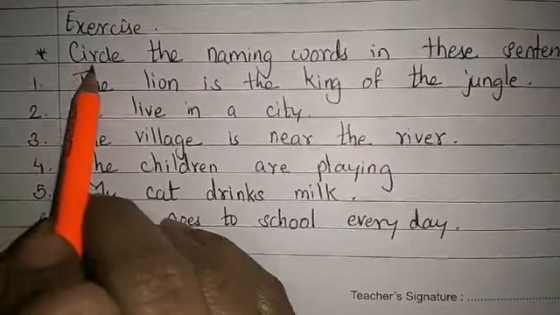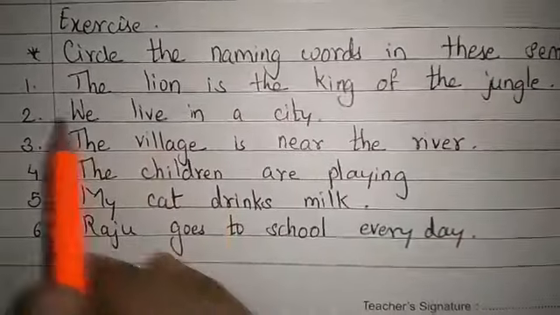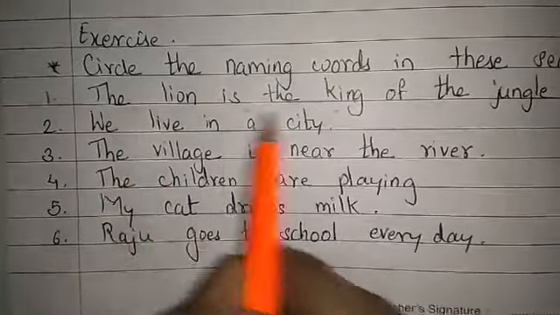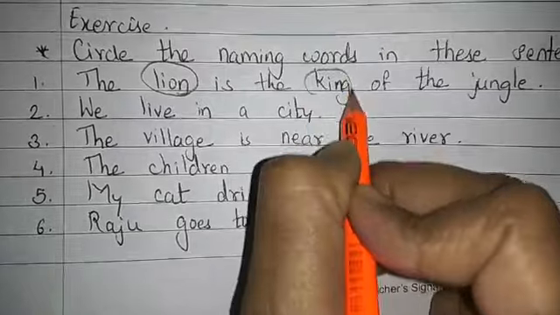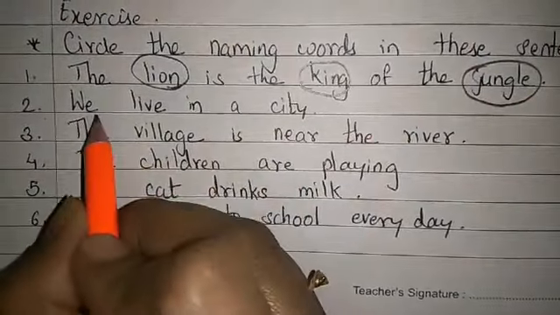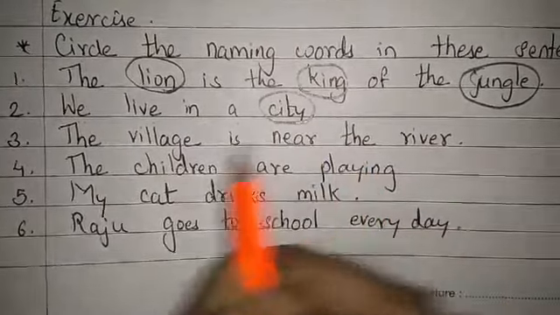So you have to write this question, circle the naming words in this sentence. You have to write all the sentences. I will read it again. The lion is the king of the jungle. So here lion is the naming word. Circle this word, king and jungle. The next sentence, read it. We live in a city. So circle the word city.